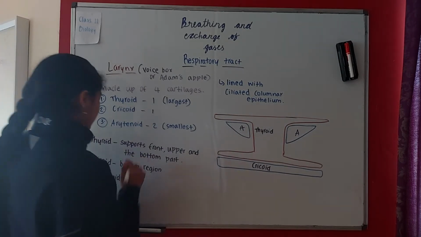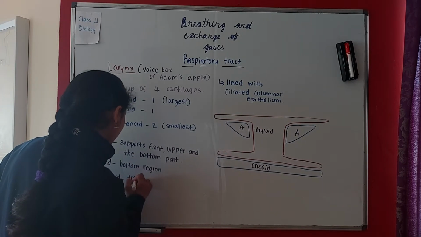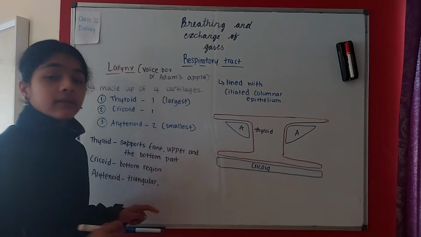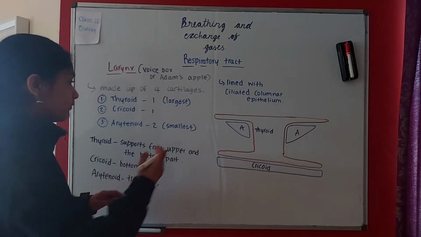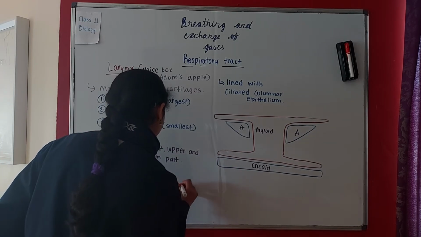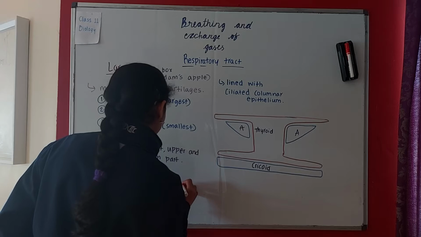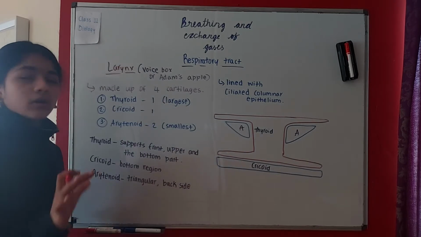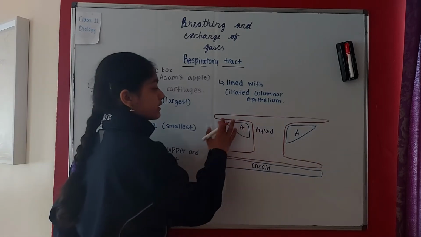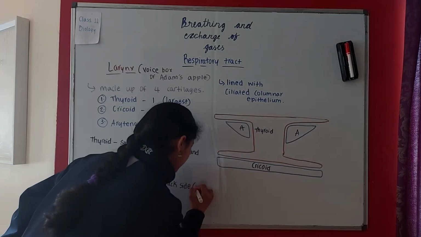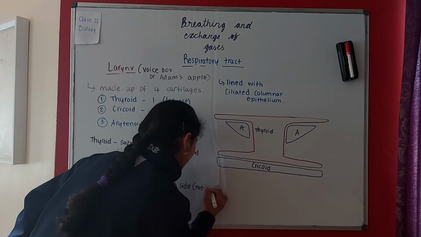Arytenoid are triangular in shape, and they support the back side of the larynx. So the back side of the larynx, and that too not completely, just small triangular pieces of the cartilage which are present.